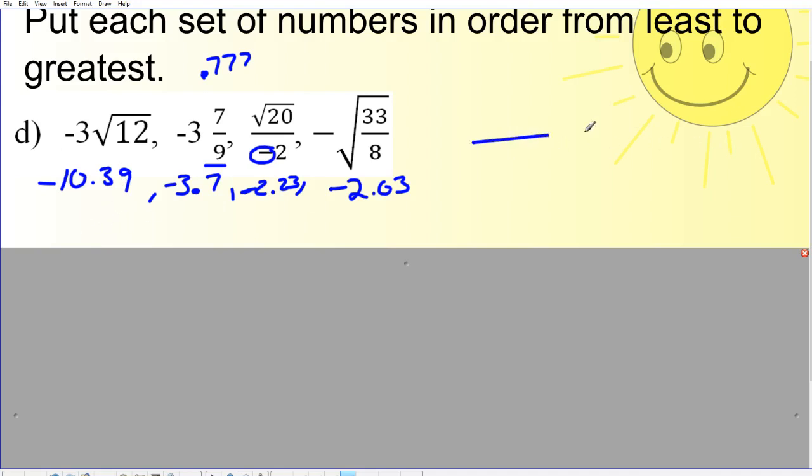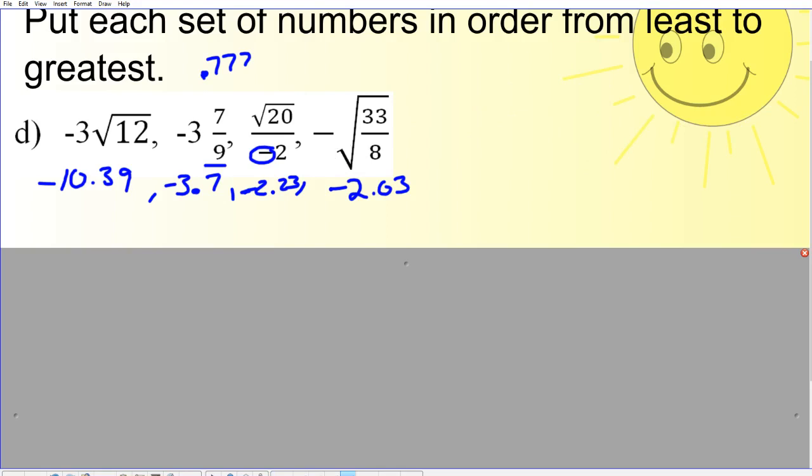If you have a number line, here's 0, -1, -2, all the way down here, you'd have -10, -2, -3, -4. This way is smaller. -10 is smaller than -2. It is more negative. It is further away from 0.